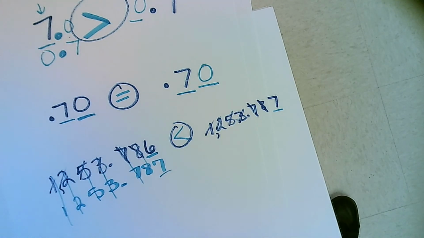All right. I don't care how you do it, but you're comparing equivalent place values on each number. You're going to start with the highest place value and see which one is different. And then once you find which one is different, identify which one is greater. That's the basics.